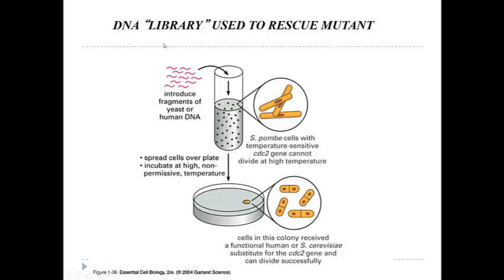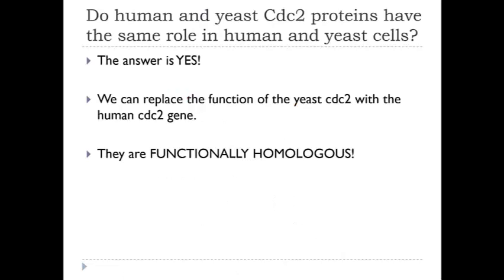Similarly, we could take human DNA and genetically engineer the S. pombe yeast to acquire fragments of human DNA. Any of the S. pombe that pick up the functional CDC2 gene from the human DNA would then show growth at the non-permissive or the high temperature. Voila, the answer. That test was done, and the answer was yes, we could find functional mutants.